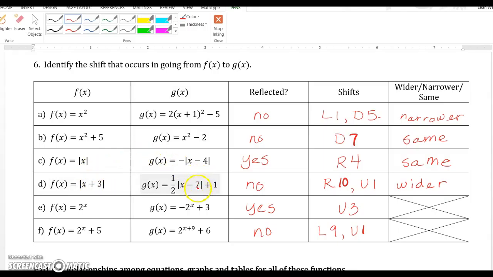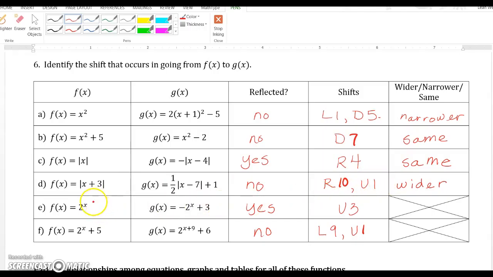This one, the h value is actually 7, so this would be right 7. So the difference in left 3 and right 7, from left 3 to right 7, is actually going to be right 10. So try to visualize how that would look on a graph. And then as far as the vertical shift, okay, there was nothing here, and this one has a positive 1, so it makes it up 1.